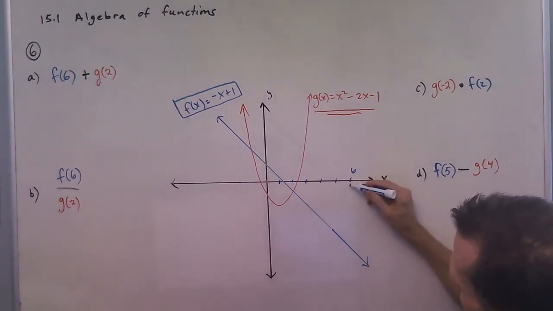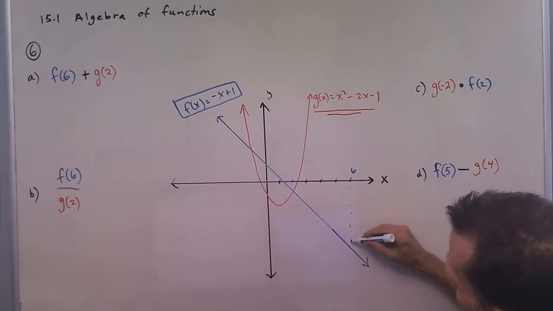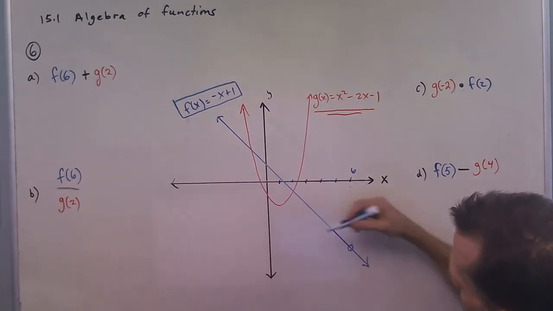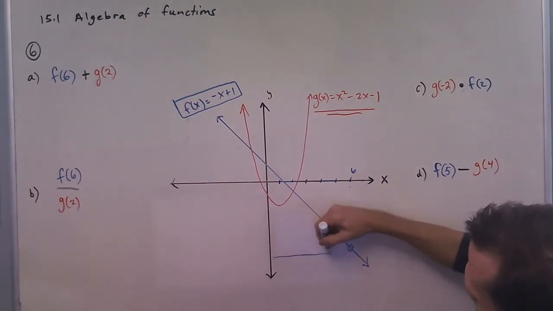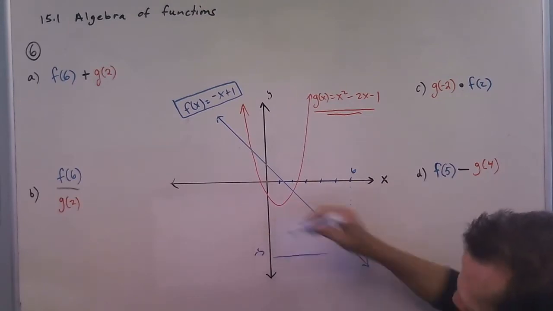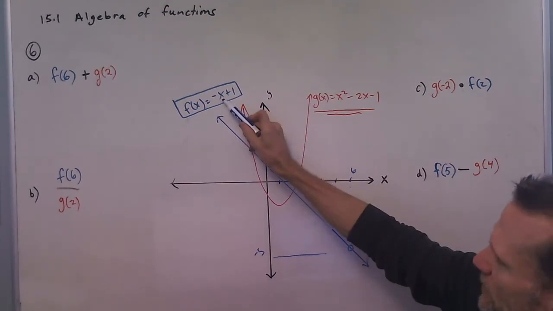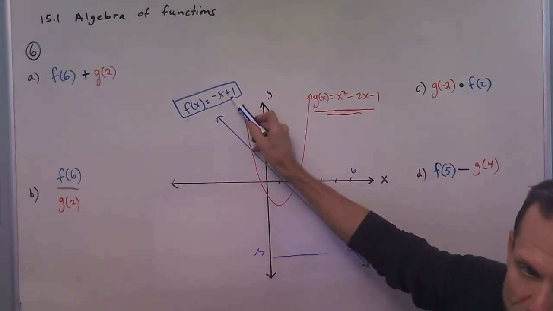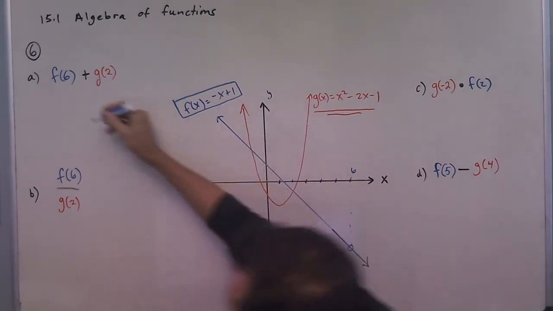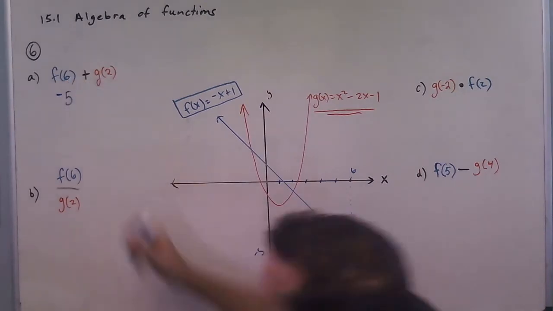And then I would look down here and see the f function, and I come across here and see that it's at -5, okay? Now you can see you get the same value if you put 6 in here. You get -6 plus 1 is -5. So this value is -5, okay?